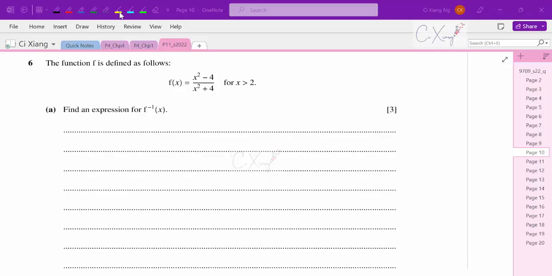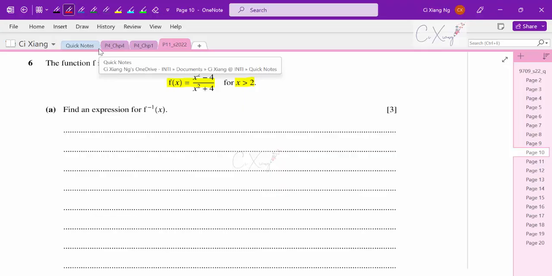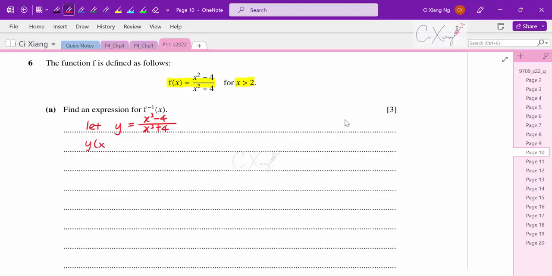Okay, so question number 6, we are given the function, and the domain for the function is x greater than 2. They want us to find an expression for f inverse x. To find f inverse x, you can let y equal the function, and after that rephrase your answer, x in terms of y. So we let y equal x squared minus 4, divided by x squared plus 4. I'm going to rephrase my equation to become x in terms of y.